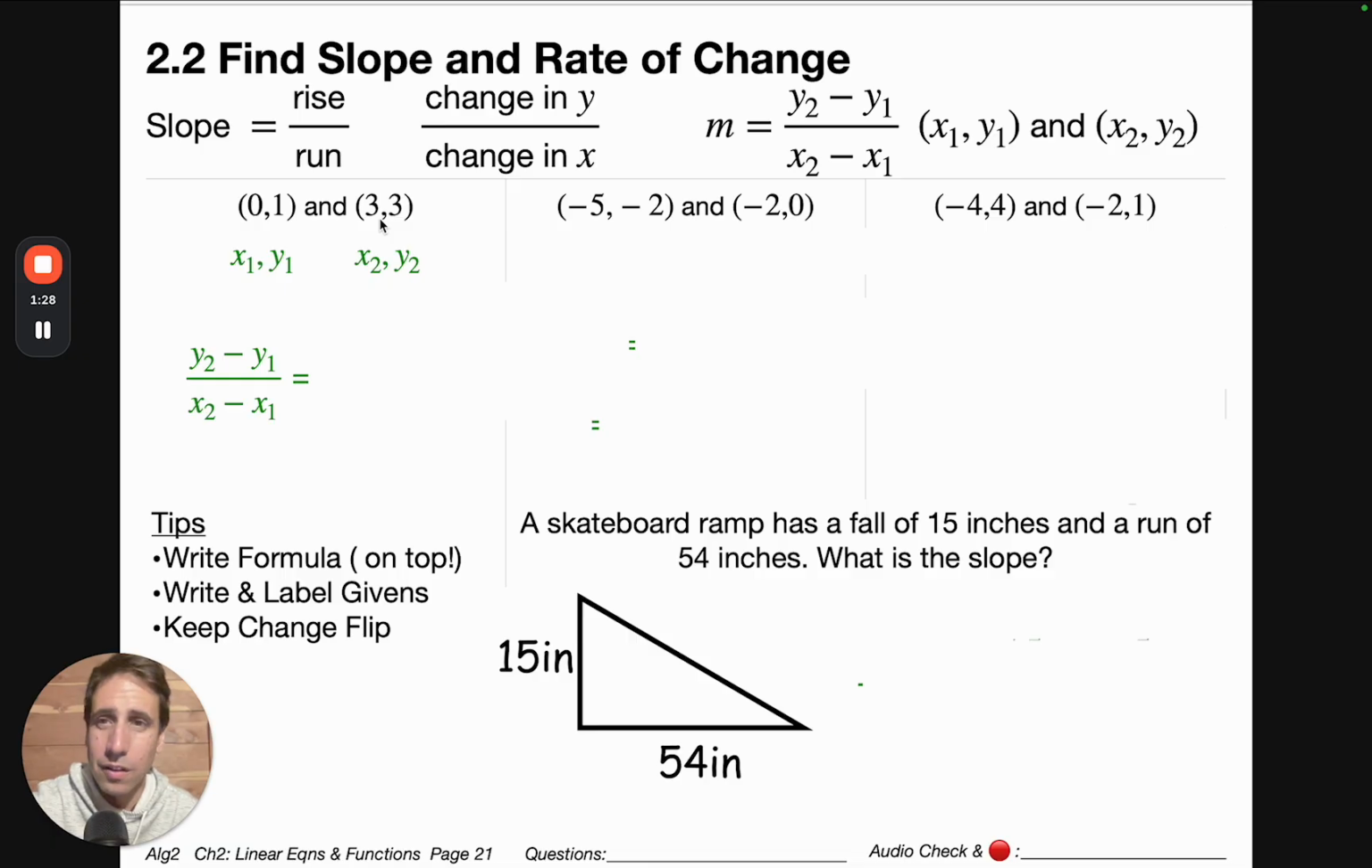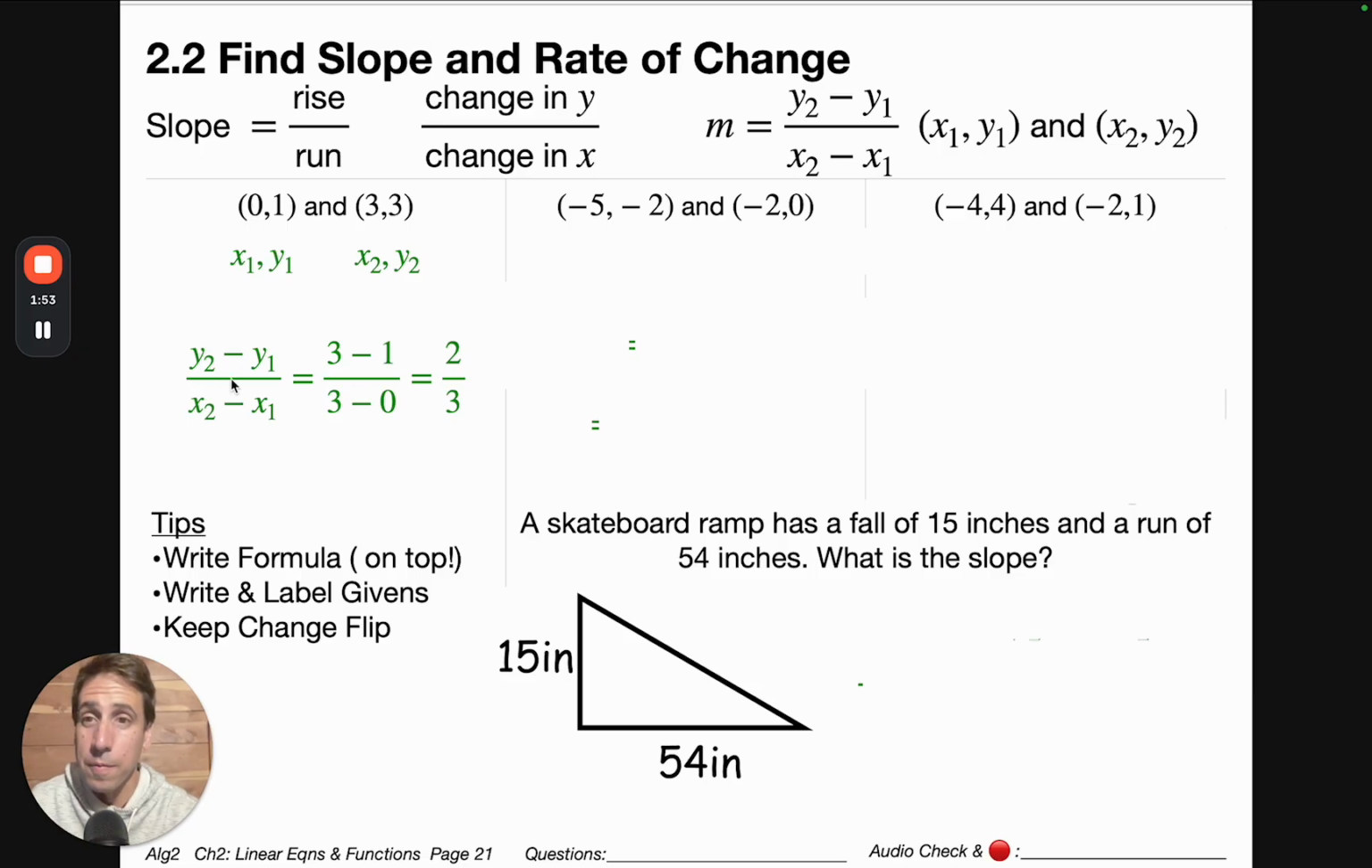The formula is this, and anytime you're using a formula, I think it's a good idea to write it out. y2 minus y1 over x2 minus x1. Again, this helps you avoid putting the numbers in the wrong place, which is a huge source of error. So we label it, we write out the formula, and then we can start plugging it in. What's y2? I see it right here, it's 3. What's y1? I see it right here, it's 1. Over x2, 3, x1, 0.